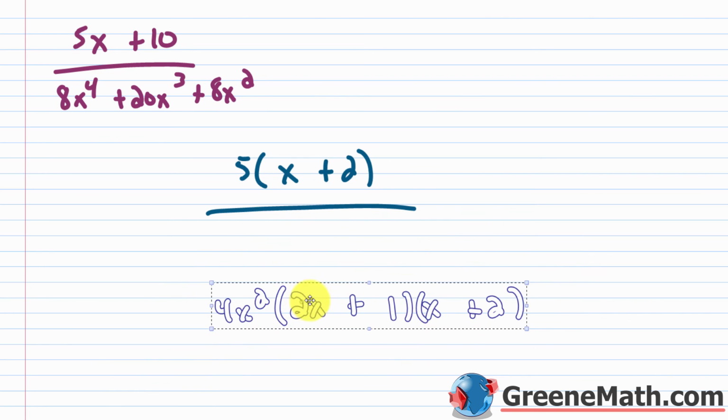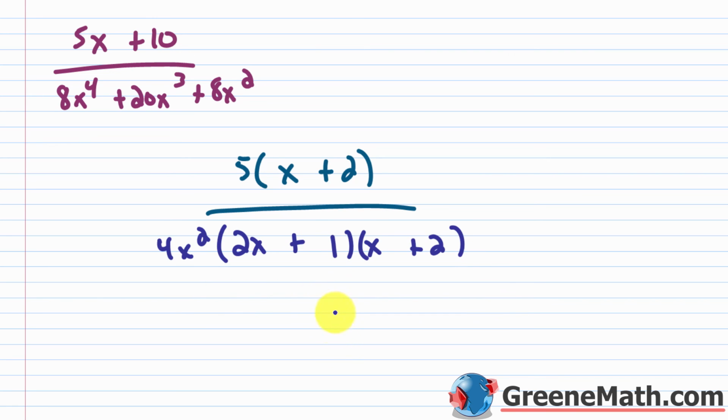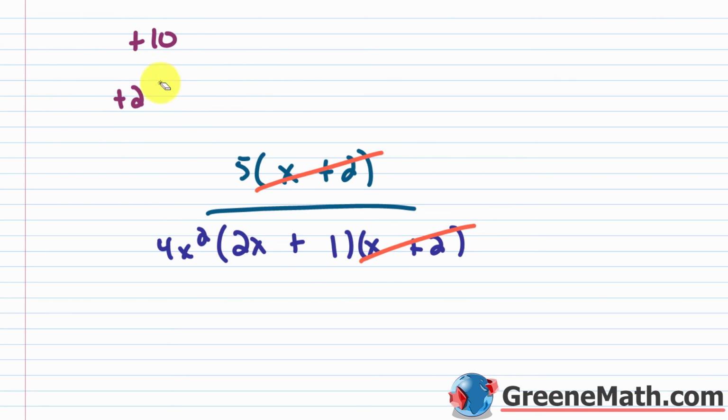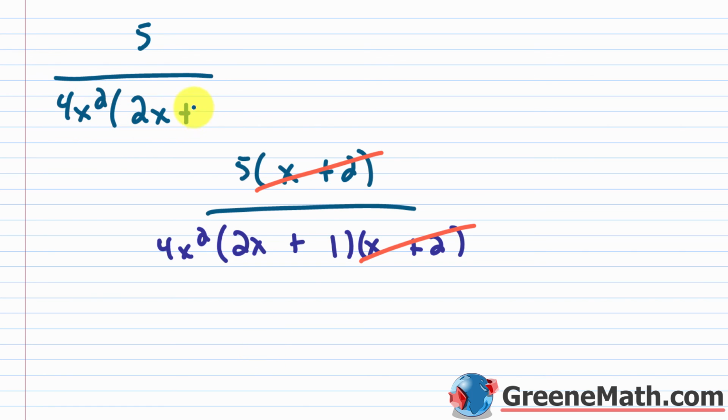Now, when we look at this guy, can anything cancel? In other words, do we have any common factors between the numerator and denominator? Yeah, we have a common factor of x plus 2. So let's get rid of that. Let's remove this from here. And let's write this guy as the simplified version, which is just a 5 over you're going to have this 4x squared times the quantity 2x plus 1.